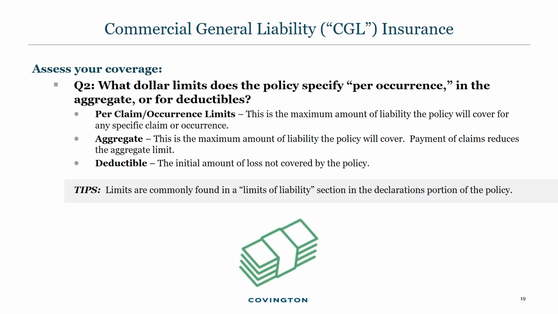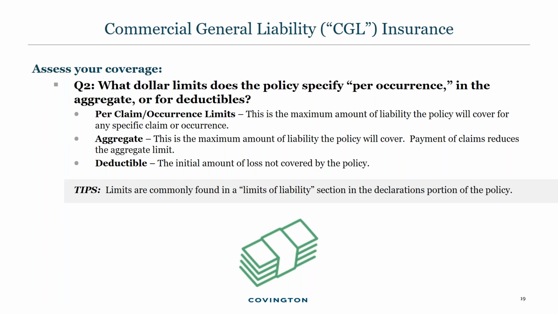Question 2, what dollar limits does the policy specify per occurrence, in the aggregate, per claim, or for deductibles? The per occurrence or per claim limit, this is the maximum amount of liability the policy will cover for any specific claim or occurrence. So say, for example, a person sues the organization. There may be a per claim limit associated with that. If there is a slip and fall accident, that may be an occurrence. And if somebody sues, there may be a per event limit.